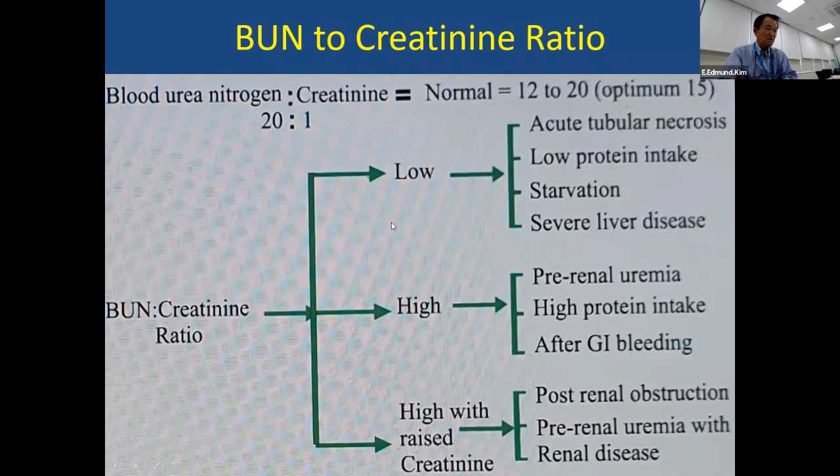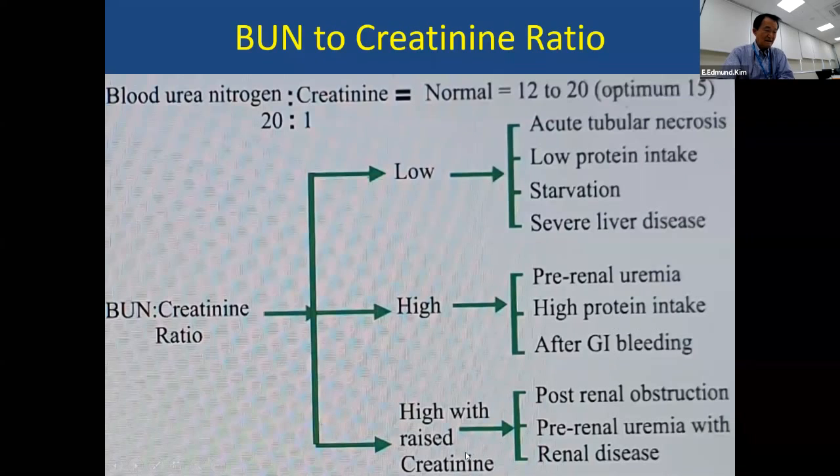If this ratio is low, we have to think about acute tubular necrosis, although with some other liver disease you have to rule out low protein intake, etc. If this ratio is high, it suggests pre-renal disease, such as renal arterial stenosis, etc., or high intake of protein. And if the ratio is high with particularly increased creatinine, that's renal obstruction, or advancing uremia.